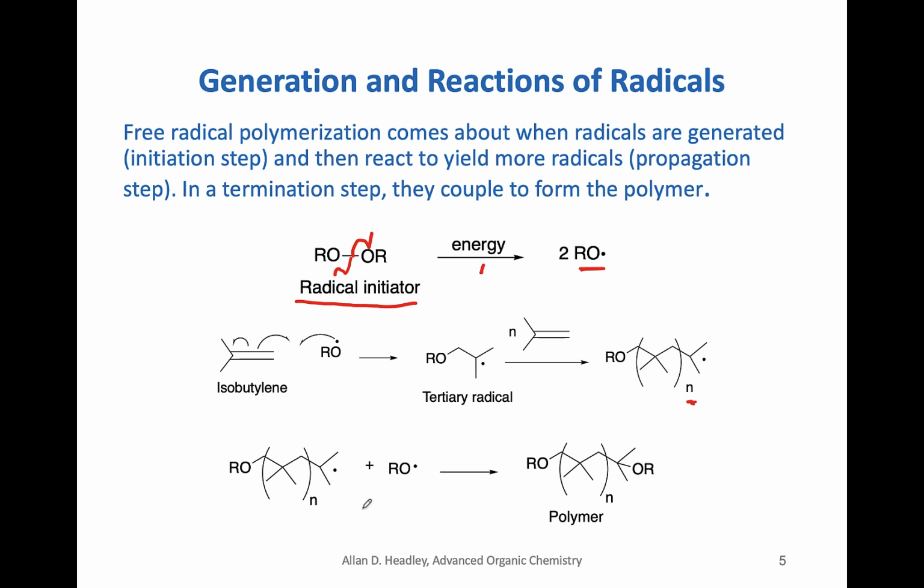So in a termination step, we have here these 2 electrons coming in to form a bond right here, and that is how the reaction chain is terminated. So this becomes the polymer.